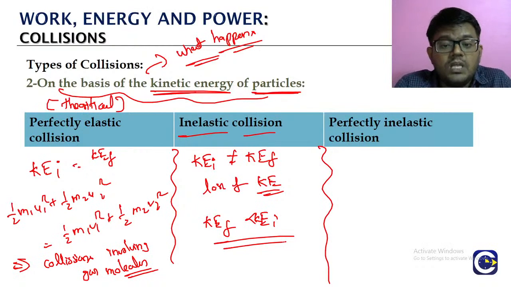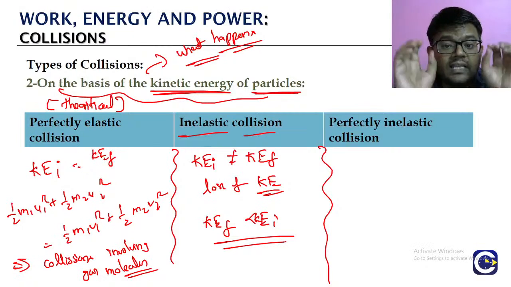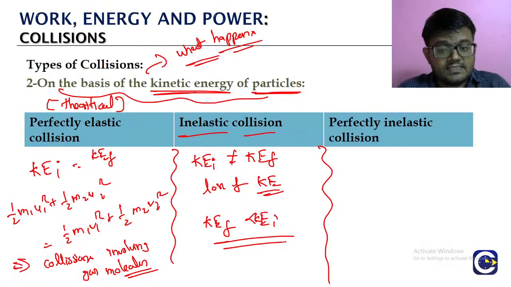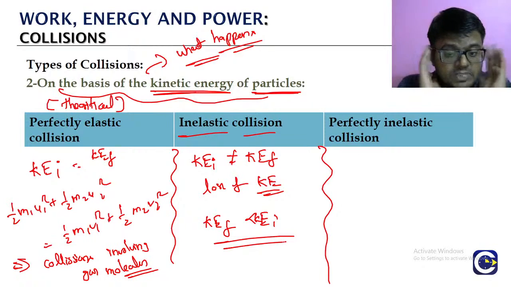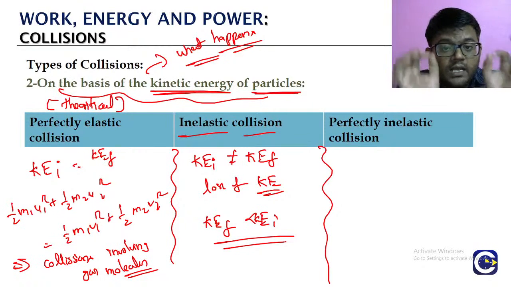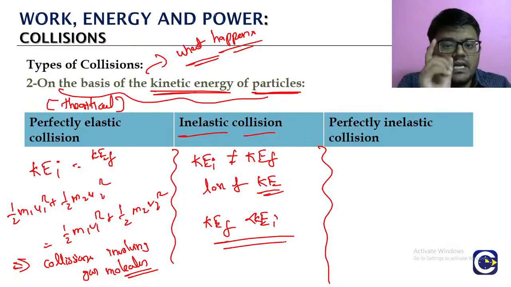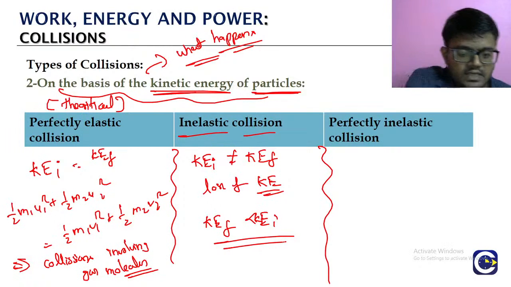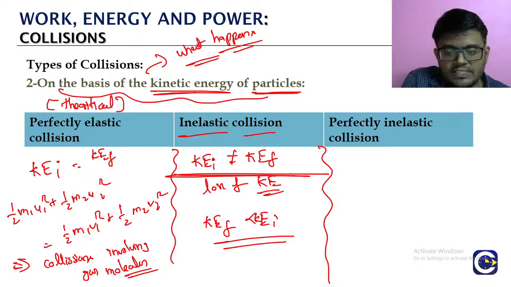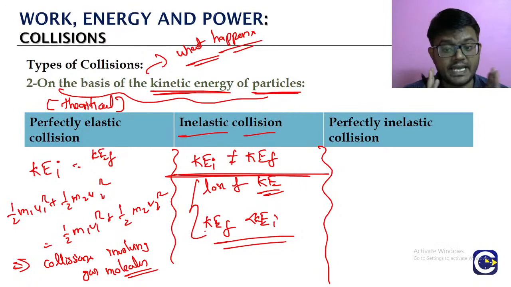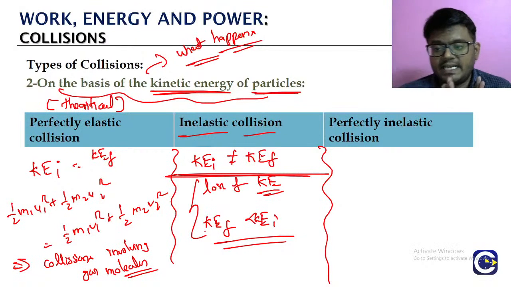So what happens here? Some of the kinetic energy will be lost in the form of heat, sound, light and the like. This is what we mean by inelastic collision in the general sense. So when you hear inelastic collision, what should come to your mind? Kinetic energy will not be conserved, which means KE initial will not be equal to KE final. This is the main concept of inelastic collision. But in the majority of cases there is a loss of kinetic energy, which means the final kinetic energy will be lesser than the initial kinetic energy.